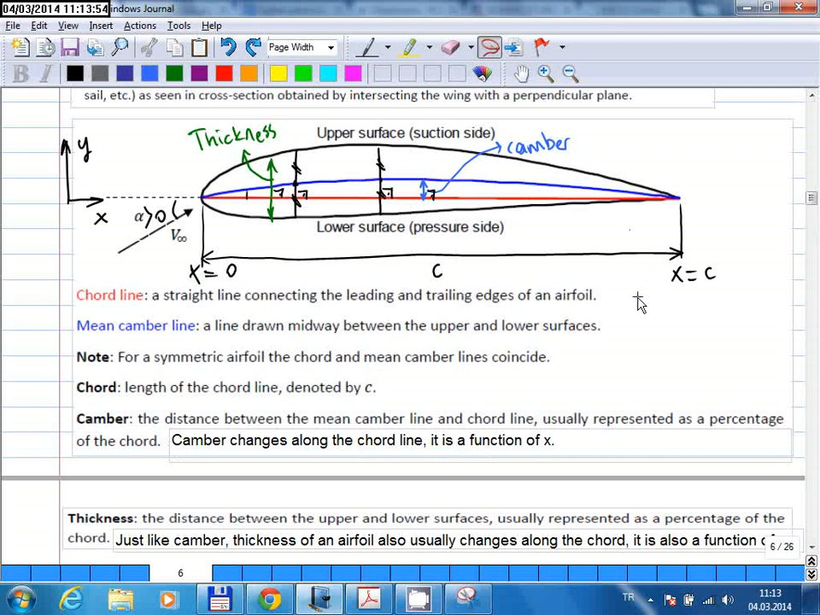Okay, so this is how you define it. So remember, this curvature is crucial in creating lift force. So camber is really an important property of an airfoil, naturally.